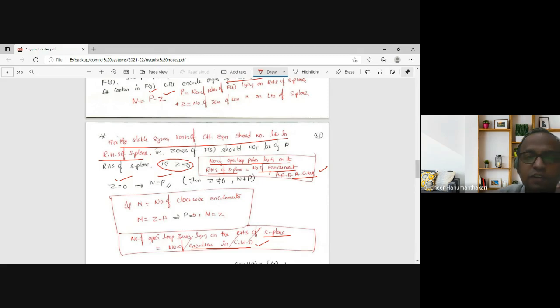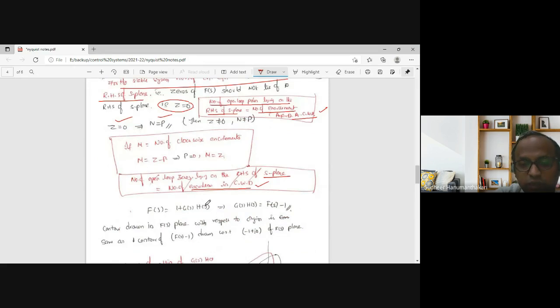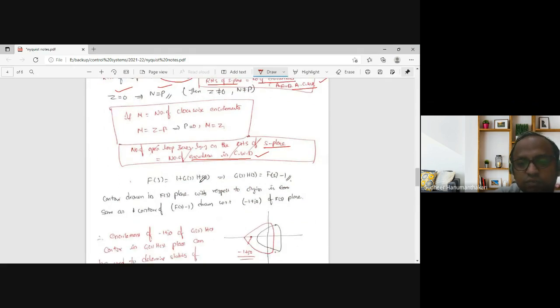Okay. So this is the way we are going to establish the principle of argument, and we can define the Nyquist stability criteria. Once again, why do we need to draw the complete f of s? What is f of s? It is a function, a dependent variable. It depends upon some other variables. So I can rewrite the function as f of s equals 1 plus g of s into h of s. Then g of s into h of s is f of s minus 1.